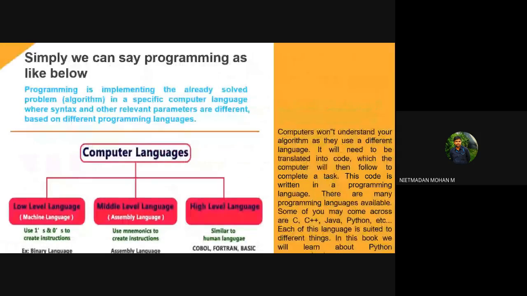So the computer language consists of three types: low level, middle level, and high level. Low level consists of zeros and ones. Whatever input you are giving in the low level to the computers, it will take your input as zeros and ones, and it will produce the output with the help of the programming languages.